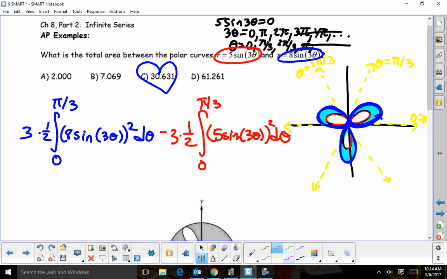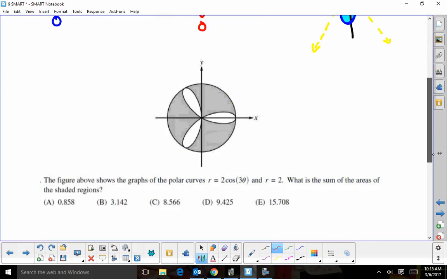How do you find area of a circle? Pi r squared. So do you even need to do an integral formula for that one? No. You can just do pi r squared there. Put your r there. 2. Let you know the answer to this is D.